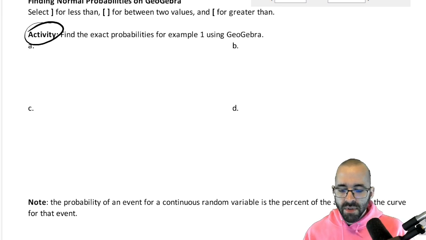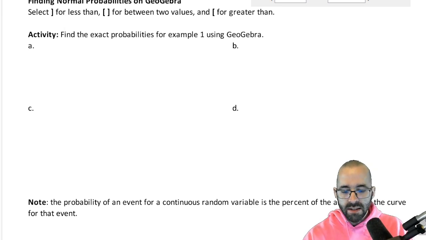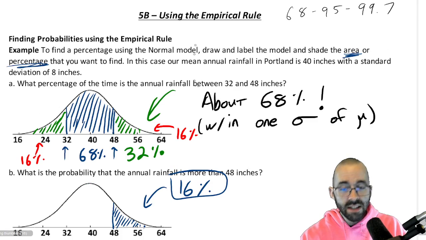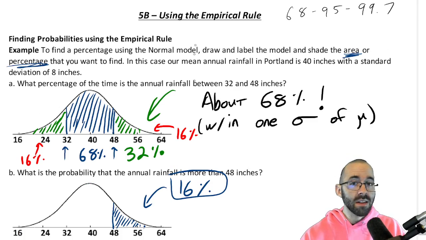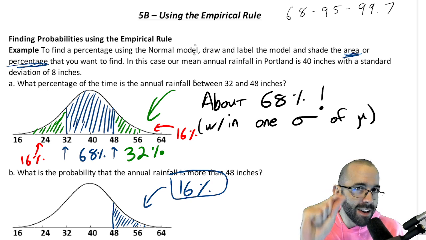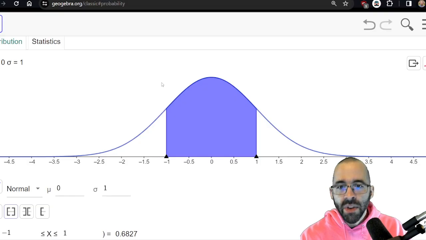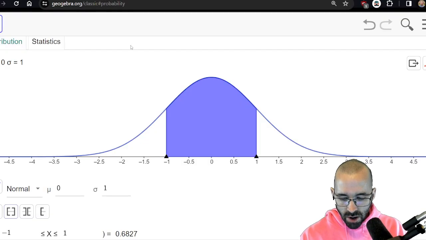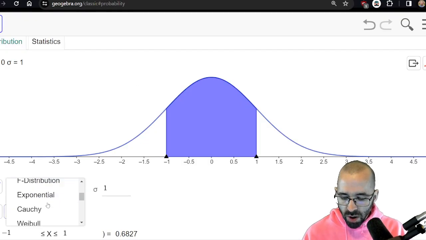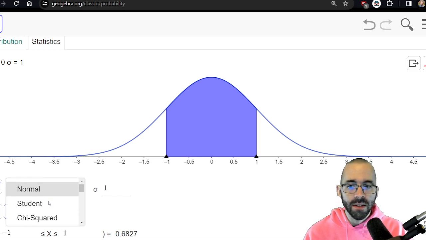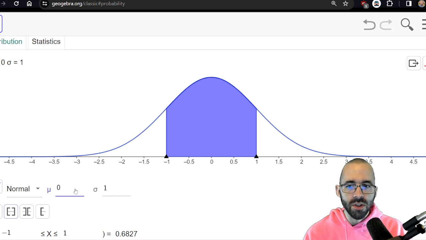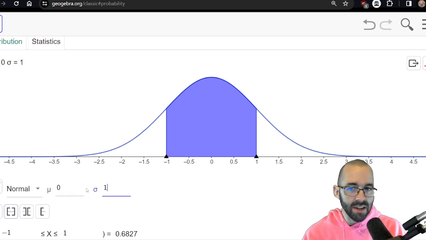We're going to start by finding the exact probabilities to these ones. We did some approximations with the empirical rule. Let's see how good our empirical rule actually is. So we're going to jump over to GeoGebra. Oh, here we are right here. Before we went down to binomial, but now we're not going to click anywhere because we want a normal distribution. See that there's a spot to put the mean and a spot to put the standard deviation.